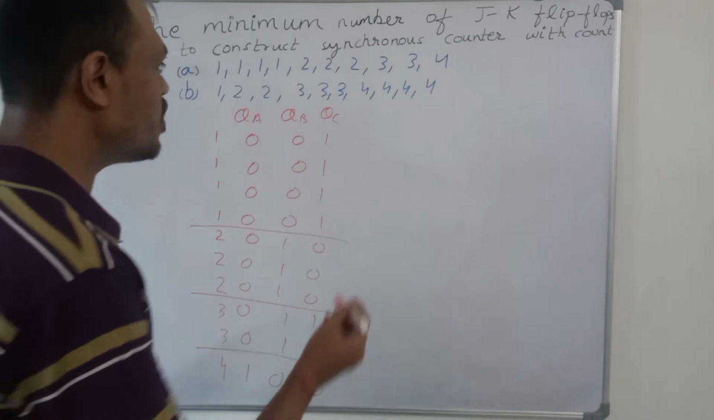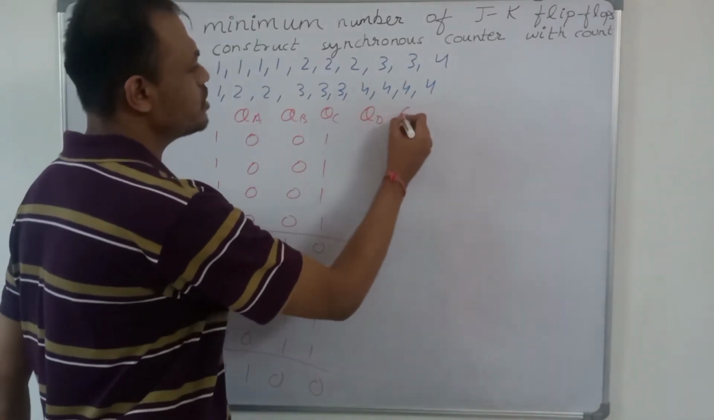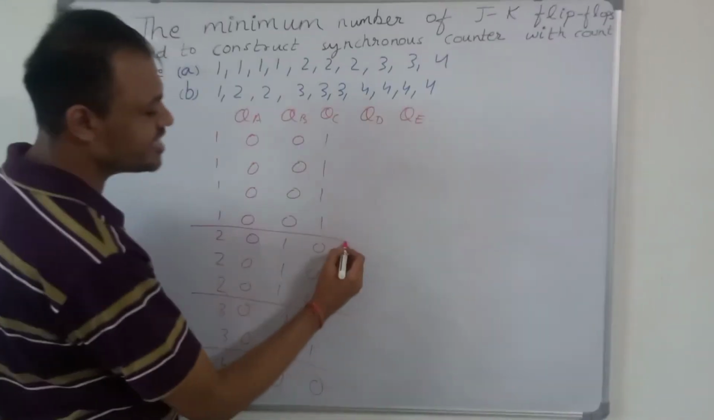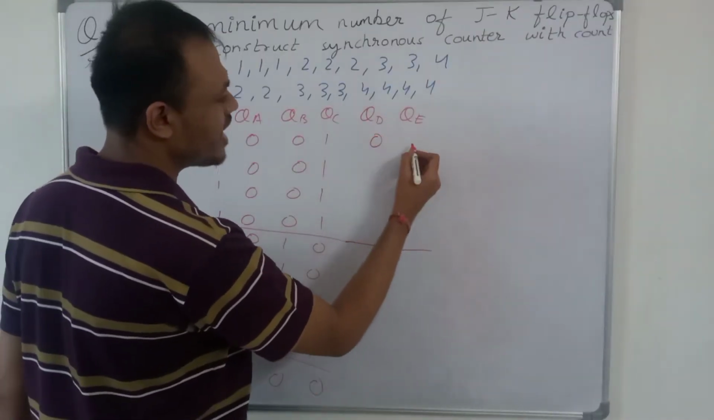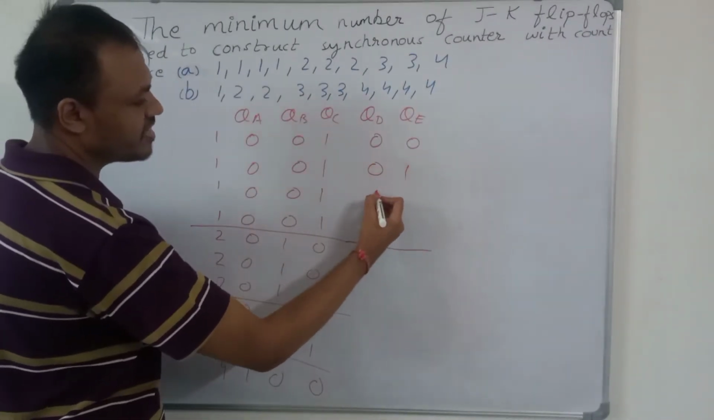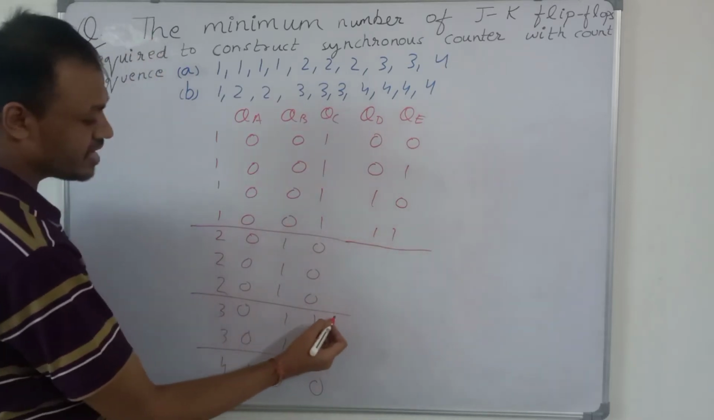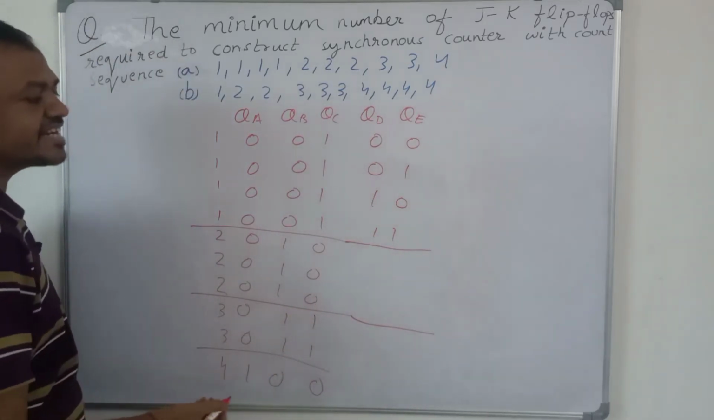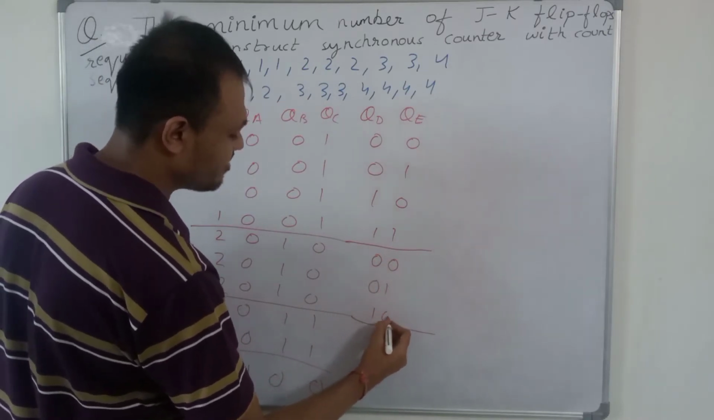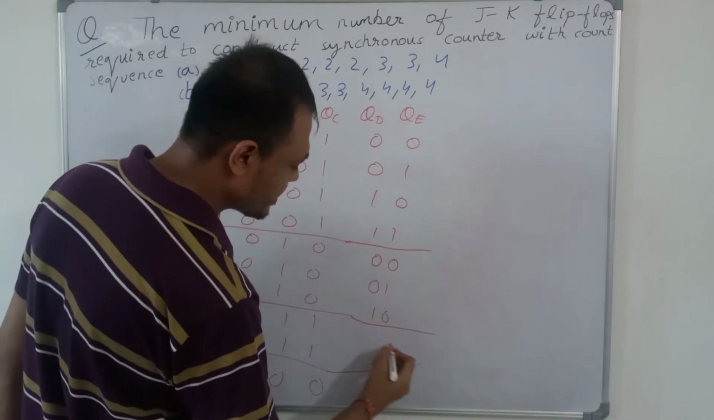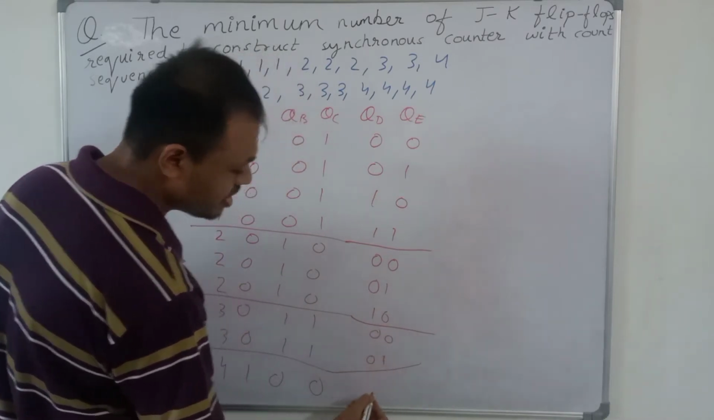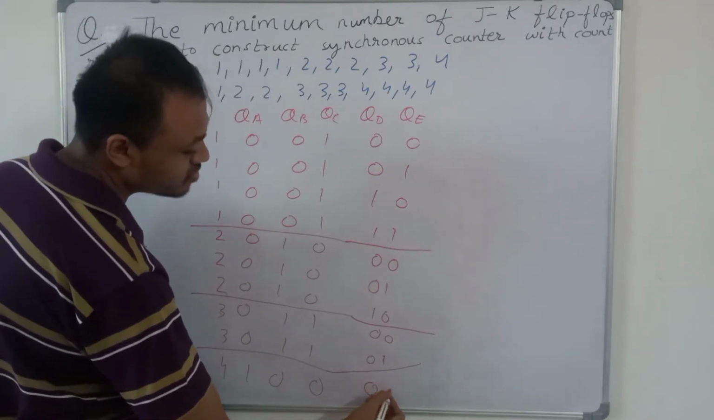Why are we using 2 additional flip-flops? Because one is repeating 4 times. So to differentiate between these 4 states we are using 2 additional flip-flops. For this we first use 0 0, then 0 1, then 1 0, then 1 1. Now again 2 is repeating 3 times, so again we differentiate these 3 using 0 0, 0 1 and 1 0. Then 3 is repeating 2 times, so we use 0 0 and 0 1. 4 is just 1 time, so it's 0 0.